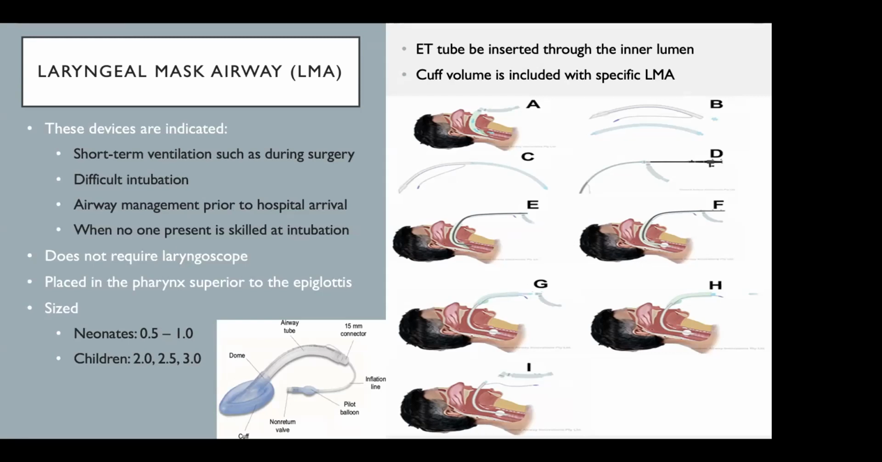So it's placed in the pharynx superior to the epiglottis. We know that the esophagus lays posterior to the trachea. So essentially the way we're going to do this is the tip of this. Let me get my pen.